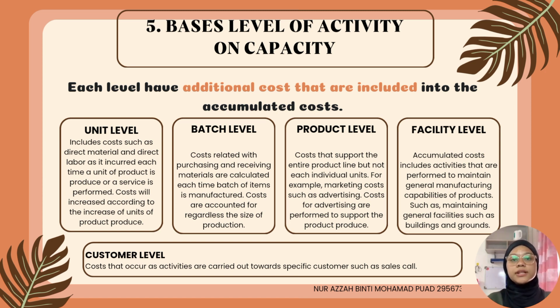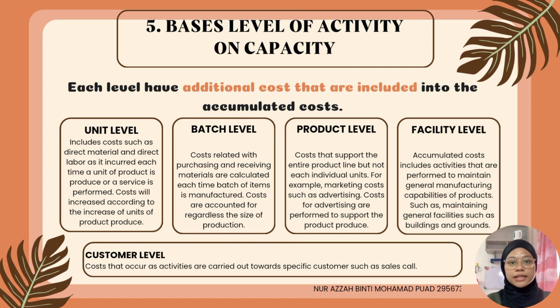Secondly, batch level activities include costs related to purchasing and receiving material as it is incurred every time a group of units is produced, which is different from unit level activities that happen each time a product is made. These costs are accounted for regardless of the size of production. An example of the activity cost is the cost of processing sales order, issuing and tracking work order, and also equipment setup.